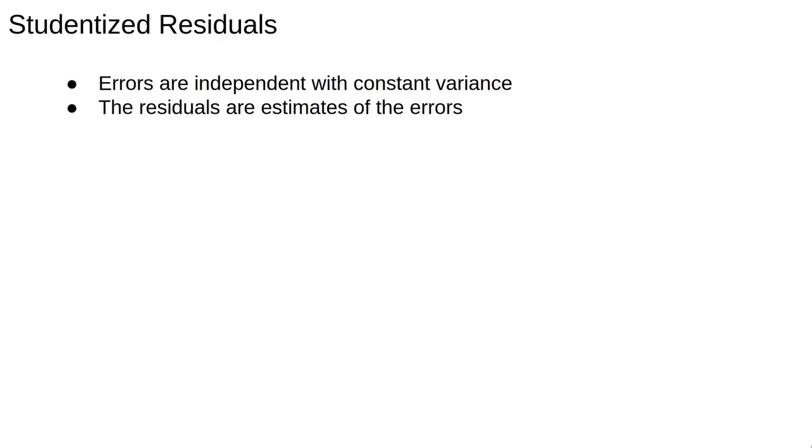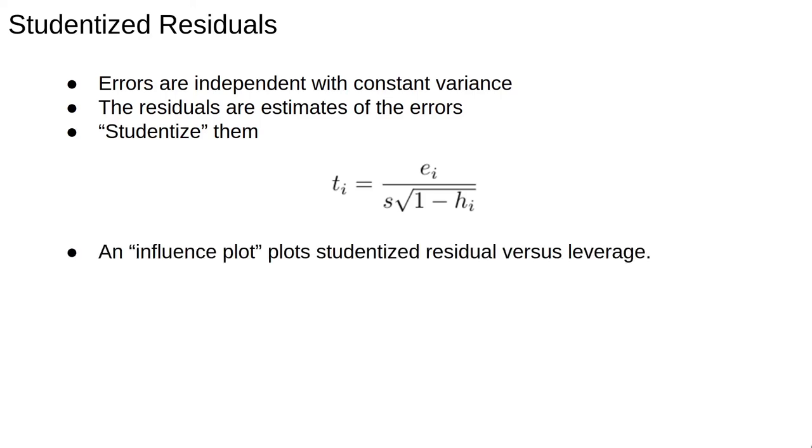We start with one of the assumptions of linear regression. The errors are independent and have constant variance. The residuals are estimates of the errors, but they don't satisfy these conditions. However, it can be shown that the quantity t_i, which is the residual divided by the square root of 1 minus the leverage times an estimate of the standard deviation, does have constant variance. This is basically due to the fact that linear regression always does a better job of fitting the high leverage points than the low leverage ones. Thus, the residual at the edges is less than the residual in the middle. Studentizing, which is what this process is called, controls for this and puts all the points back on an equal footing. An influence plot is a plot of studentized residuals against leverage.